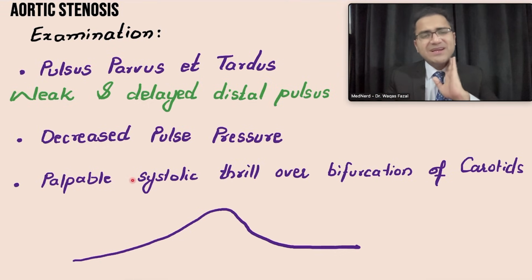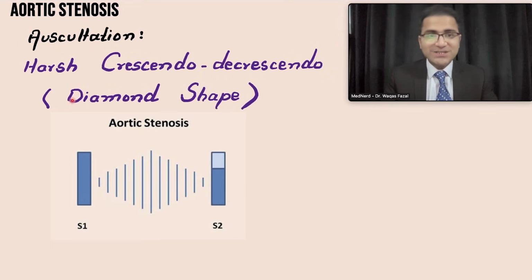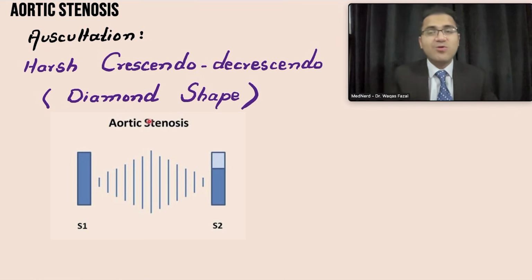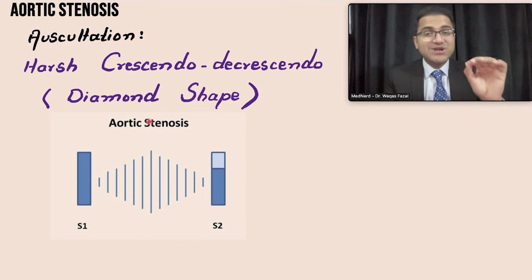And when you palpate the bifurcation of carotids, you will feel a thrill present in the bifurcation because of the jet coming out through a stenotic valve. Now, when you auscultate the patient's chest, you would listen to a harsh crescendo-decrescendo, diamond-shaped murmur, a slow rising pulse that goes to the maximum and then goes down. So, a harsh crescendo-decrescendo, diamond-like murmur is seen in aortic stenosis.